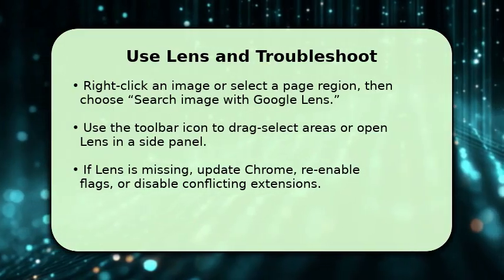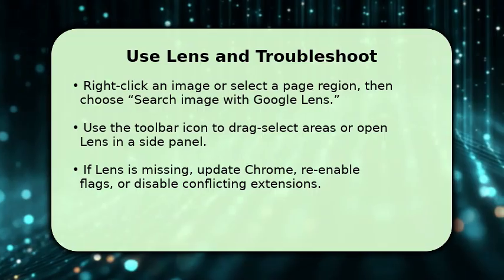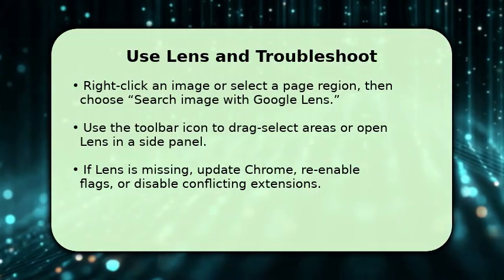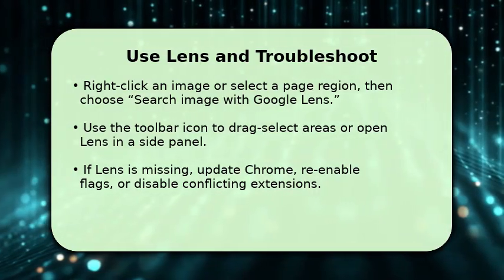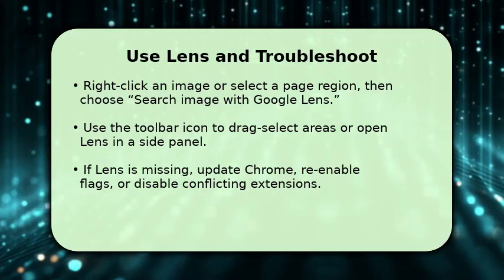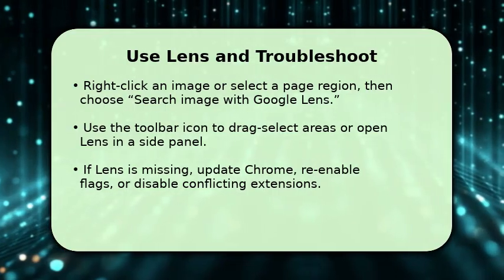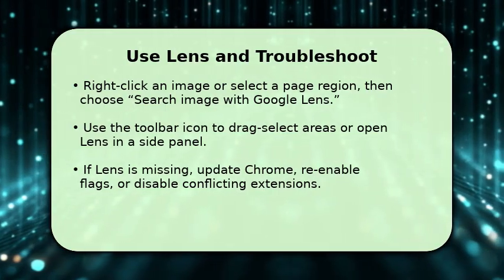If Lens does not appear, make sure Chrome is updated, revisit chrome://flags to re-enable the Lens flag, and temporarily disable other extensions that alter the context menu. These steps fix most conflicts.